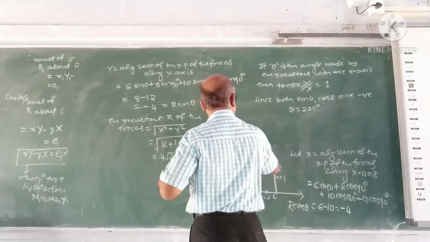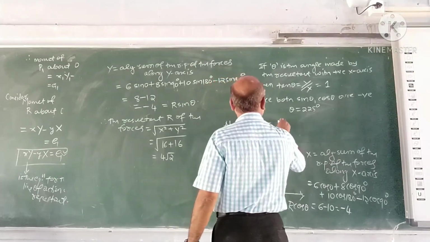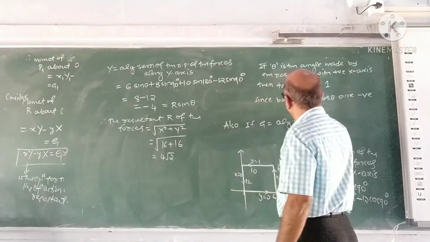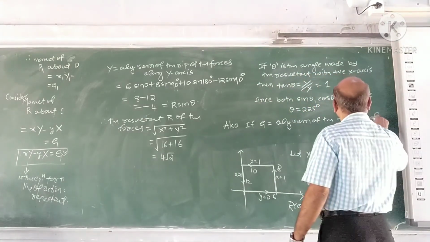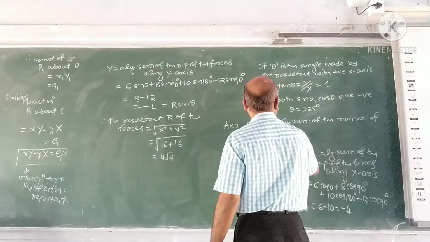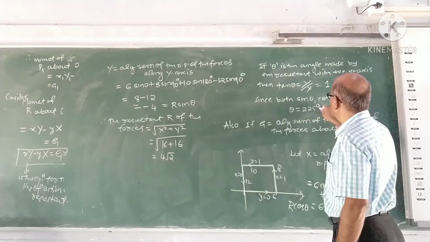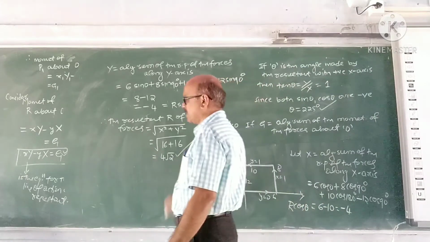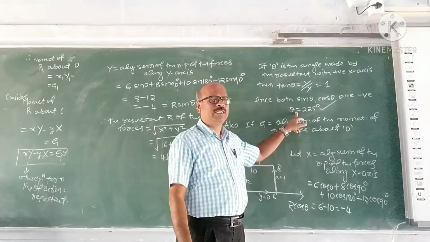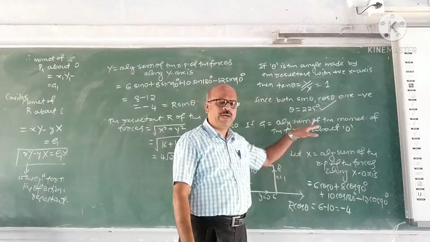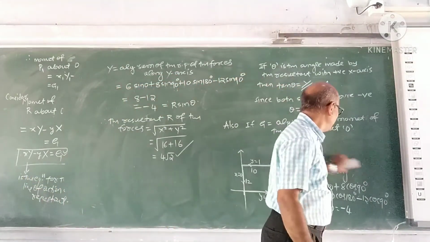Also, G is equal to the algebraic sum of the moments of the forces about O. So two things were obtained here. One is capital R, magnitude. Second is angle made by the resultant with positive x-axis. Next you have to find out the equation for the line of action of the resultant. For that we require capital G.